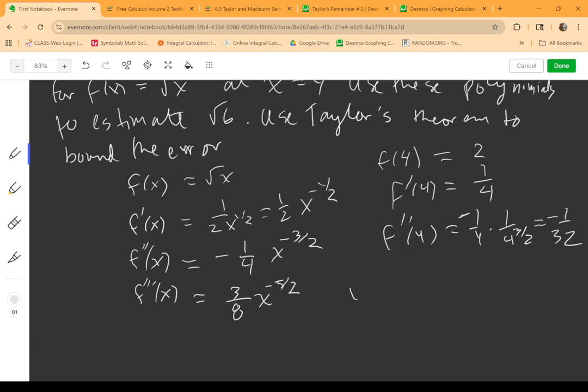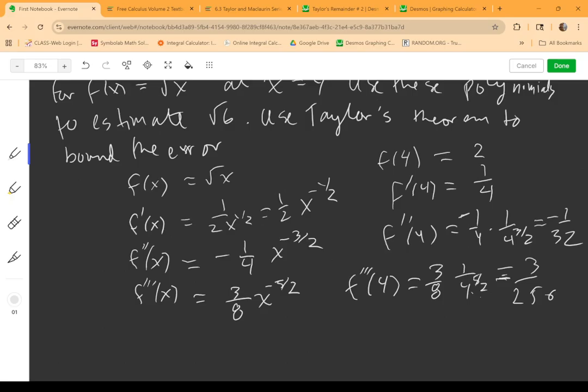And then f triple prime of 4 as well. That's going to be 3/8 times 1 over 4 to the 5/2, and the same logic here. Square root of 4 is 2, and then 2 to the 5th is 32. And then 32 times 8 gives me 256, so 3 over 256, positive.